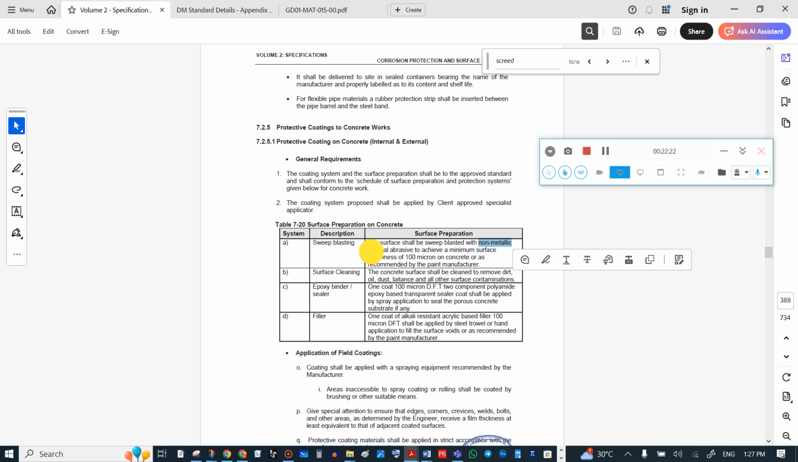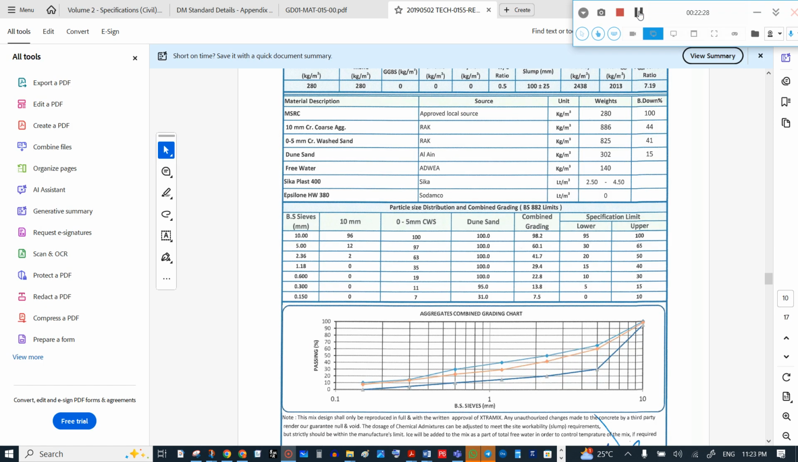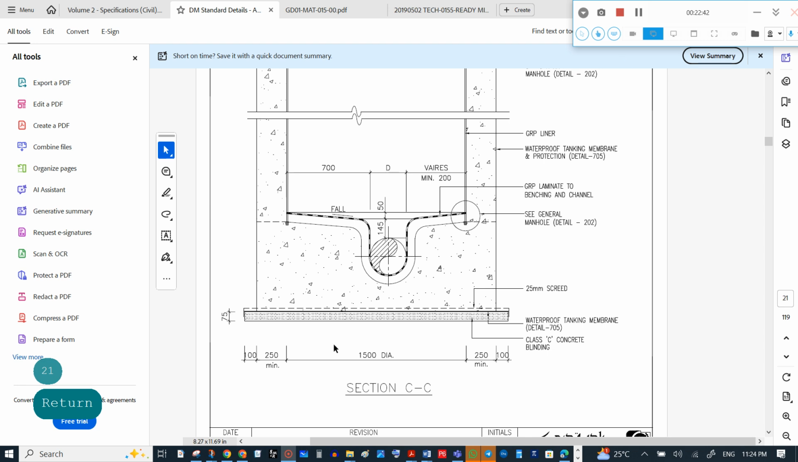So now we will discuss the screed, above the blinding and the waterproofing. In the DM standard details, 25 screed concrete is provided. This screed can be given as per the sewerage specification or the MIRFA specification. The sewerage specification we will discuss now. In volume 2 specification, page 448, the screed is given.